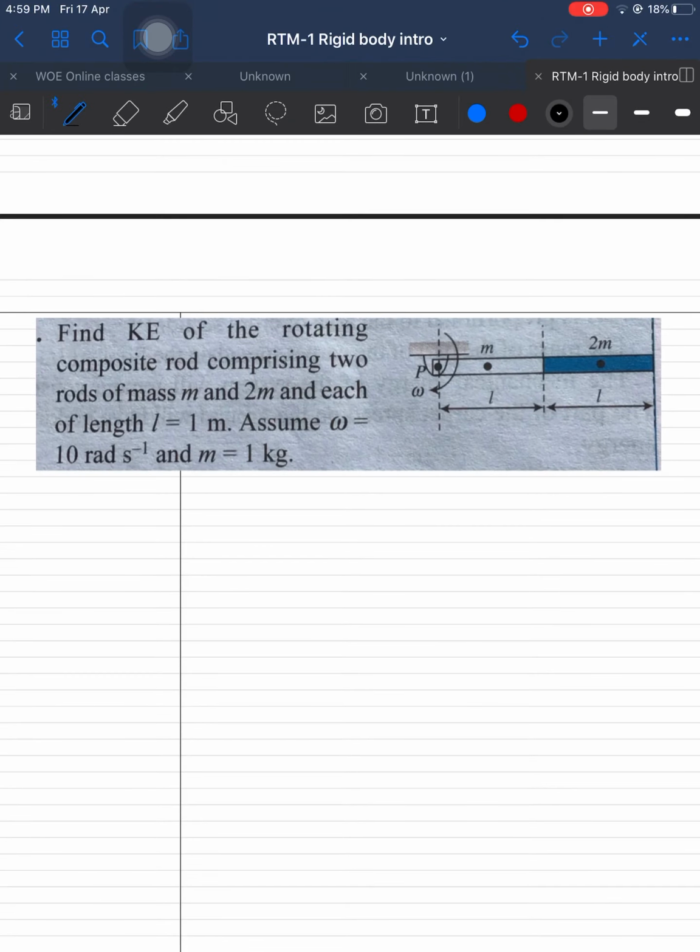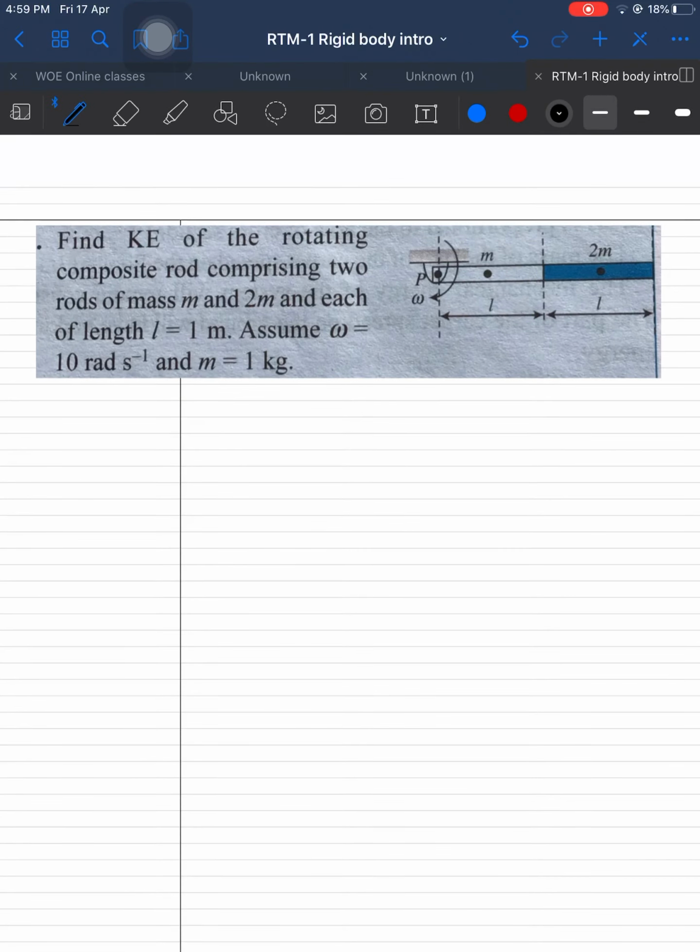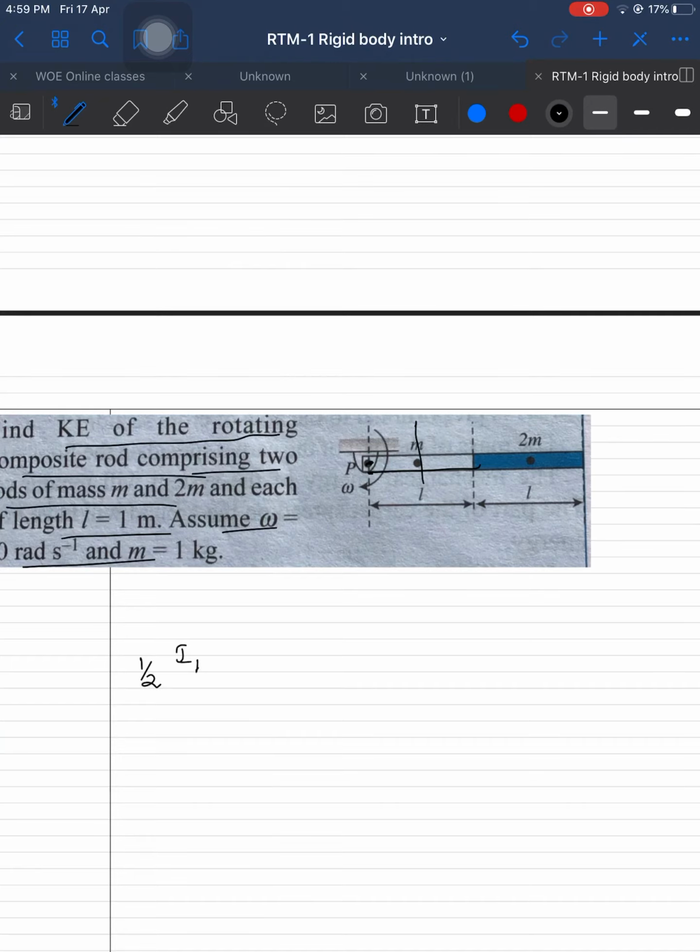This is a little tough, tricky question. Find the kinetic energy of the rotating composite rod comprising two rods, m and 2m, each of length L, where omega is equal to 10. Total kinetic energy should be found about this point. Half I, two rods are there. When the rods are composite like this, use the parallel axis theorem for these two rods.